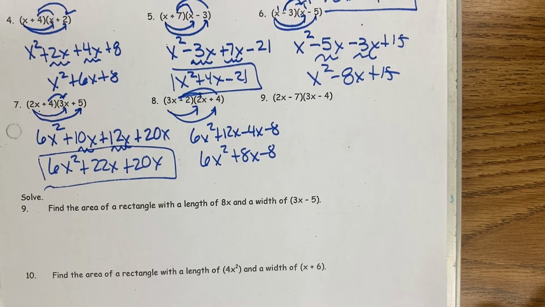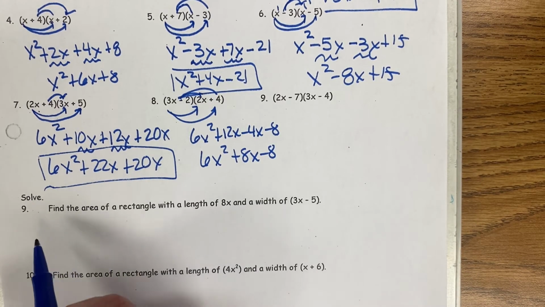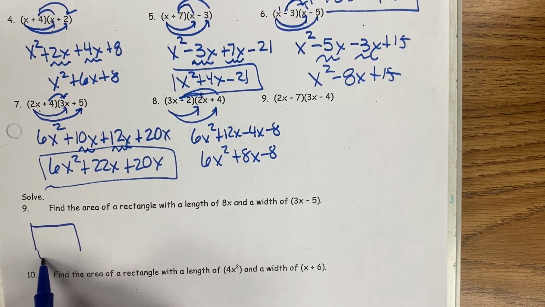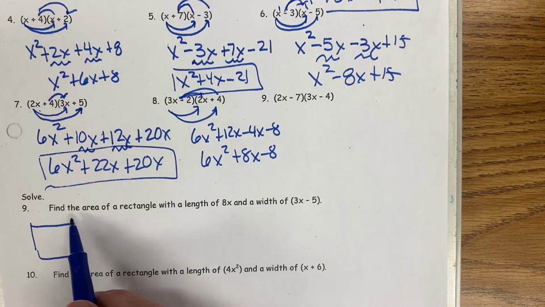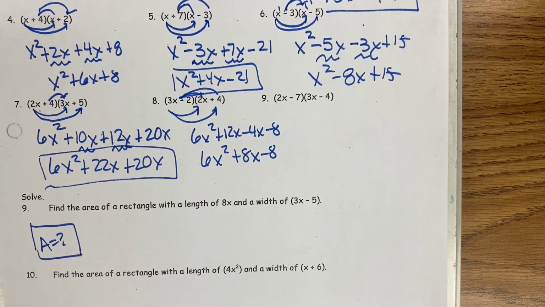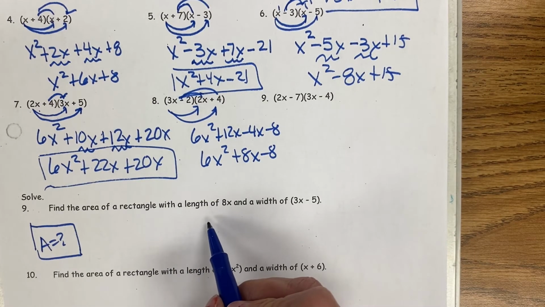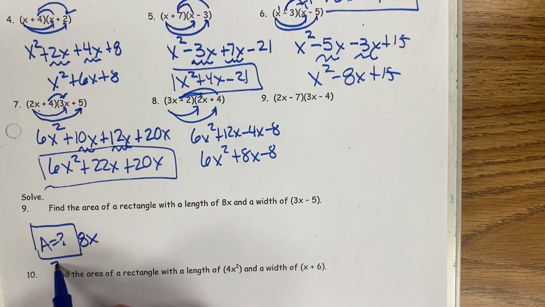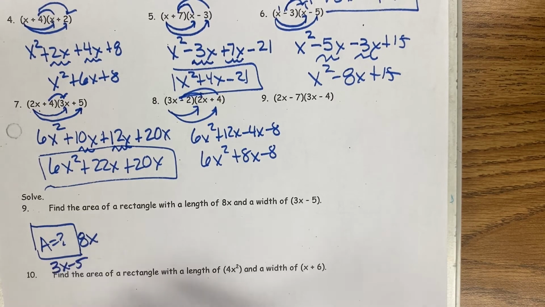All right, looking at number 9, it says find the area of a rectangle with a length of 6x and a width of 3x minus 5. So we're always going to draw a picture. So we have a rectangle right here. It says find the area, so we're looking for inside. The area is inside. And we have a length of 8x and a width of 3x minus 5.